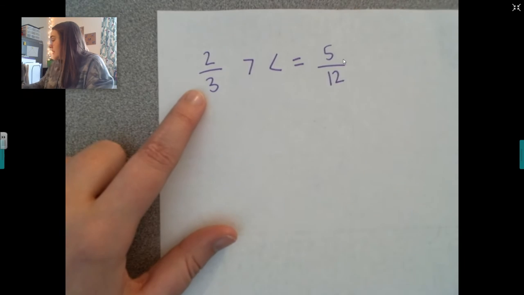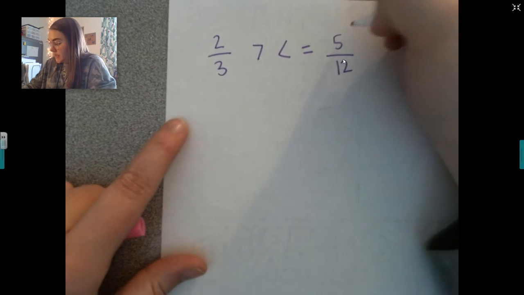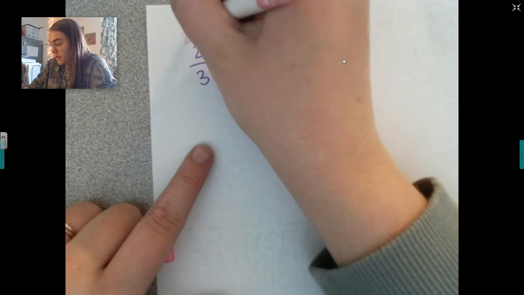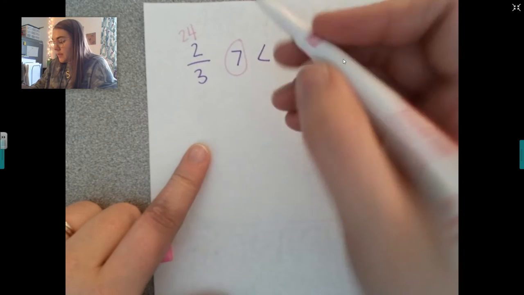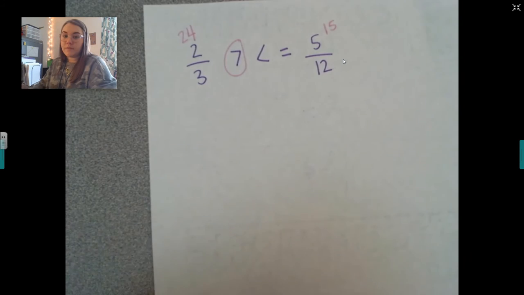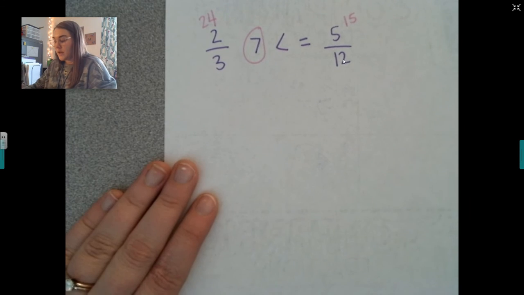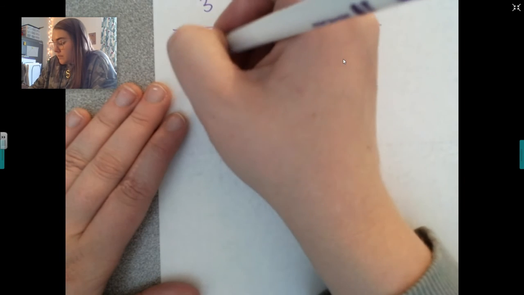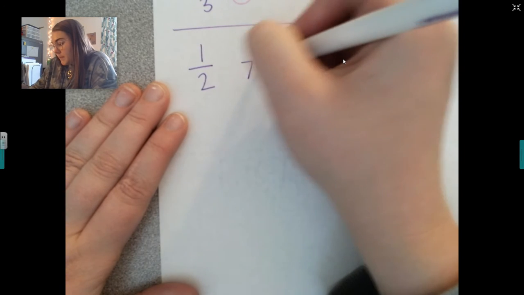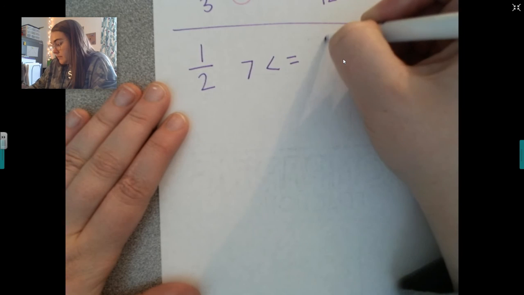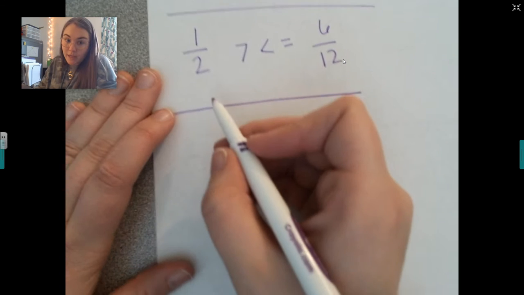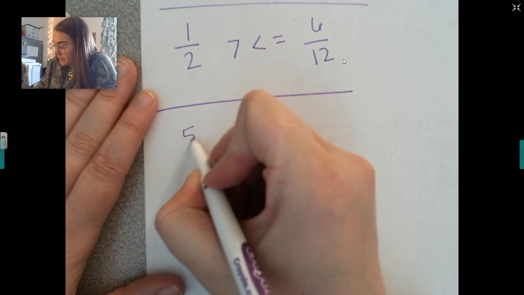3 times 5 is, and I'm going to do it in another color, 15. 12 times 2 is 24. So I should have known that 24 is greater than 15. All right, I'm going to write 3 more, and I'm going to let you guys solve them. Go ahead and you can pause the video at any time.